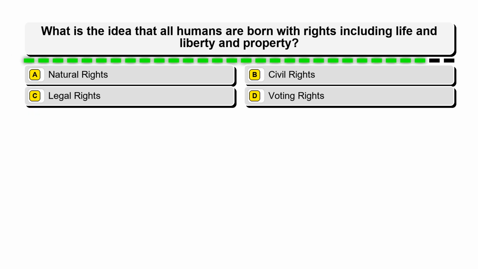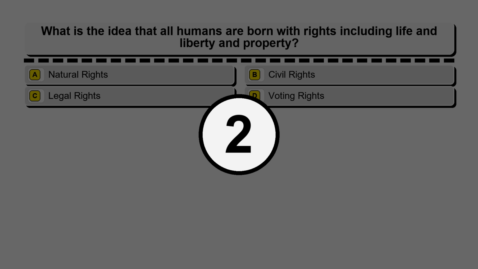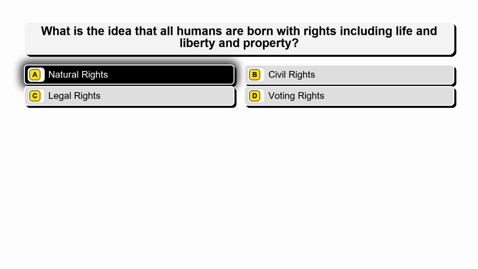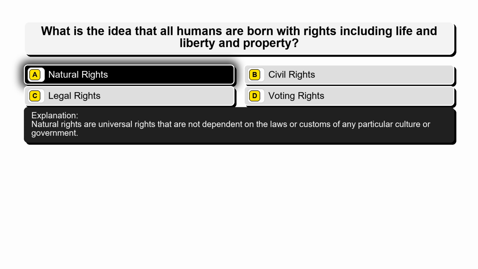Question 88. What is the idea that all humans are born with rights including life and liberty and property? Option A, natural rights. Option B, civil rights. Option C, legal rights. Option D, voting rights. The correct answer is option A, natural rights. Natural rights are universal rights that are not dependent on the laws or customs of any particular culture or government.